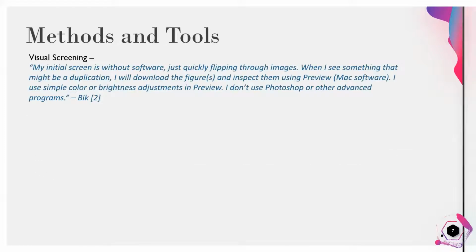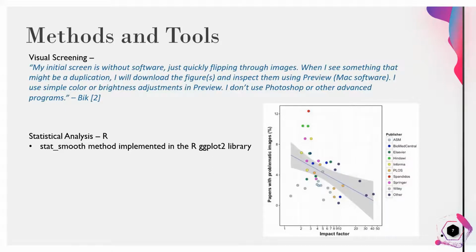The methods used for conducting the study were purely manual. They would visually check for duplications independently and classify only if all three authors agreed. They sometimes used Preview, which is a Mac software, for brightness adjustments to detect better. In statistical analysis, they leveraged the R tool, and as you can see here, this is the linear regression model. It shows negative correlation between the impact factor and papers with problematic images. The gray area is 95% confidence.